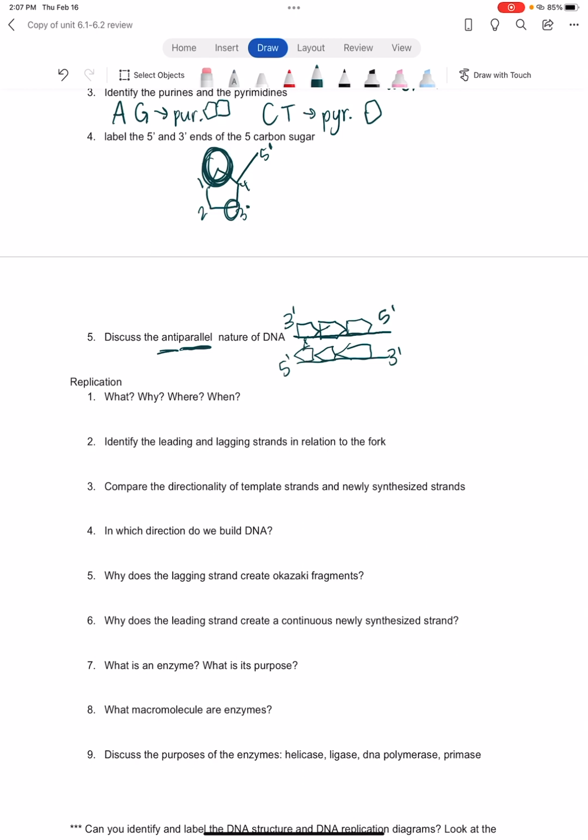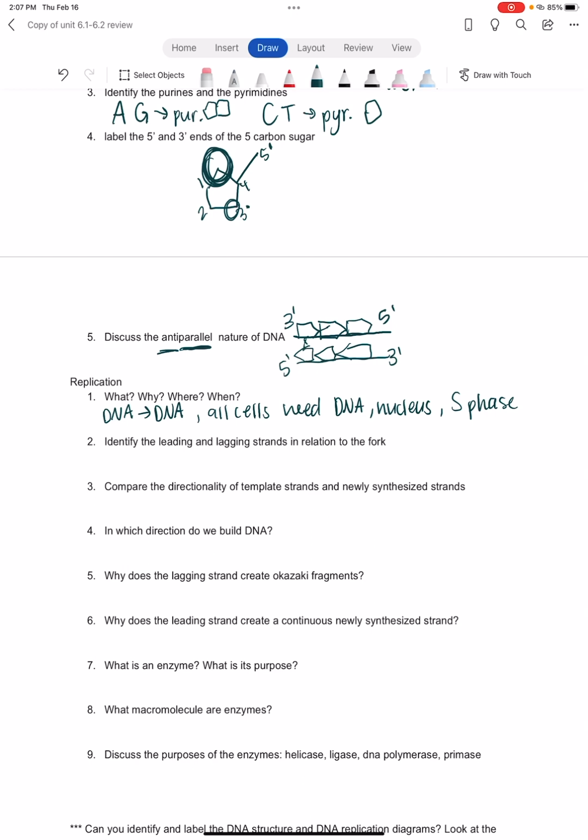So replication: what, where, when, why. So DNA to DNA is what? Why: all cells need DNA. Where: nucleus inside a eukaryote, and when: S phase, because we are synthesizing DNA.